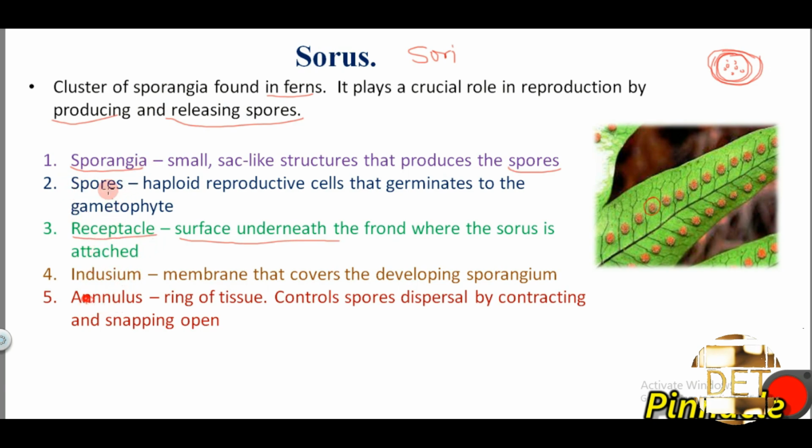So these are the different components of the sorus that you should take note of: sporangia, spores, receptacle, indusium, and what? Annulus. The sporangia is responsible for the production of spores. Spores are responsible for production of the gametophyte generation. The receptacle is responsible for the attachment of the sorus to the what? To the leaf. Then the indusium is responsible for covering the developing sporangium. Then the annulus is responsible for dispersal, right? So you should know their unique function.